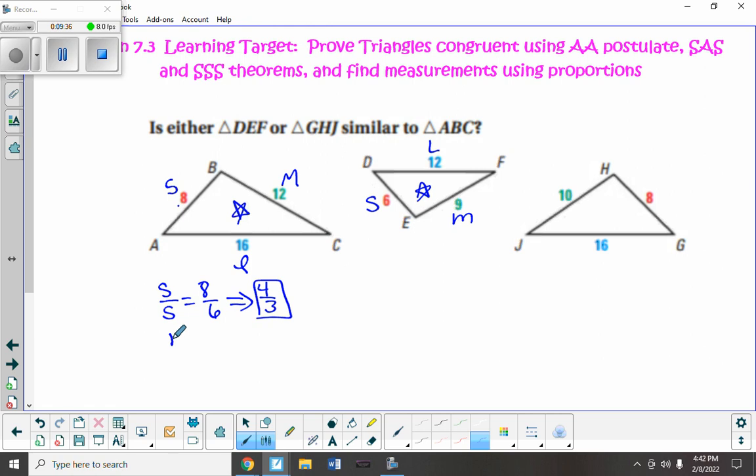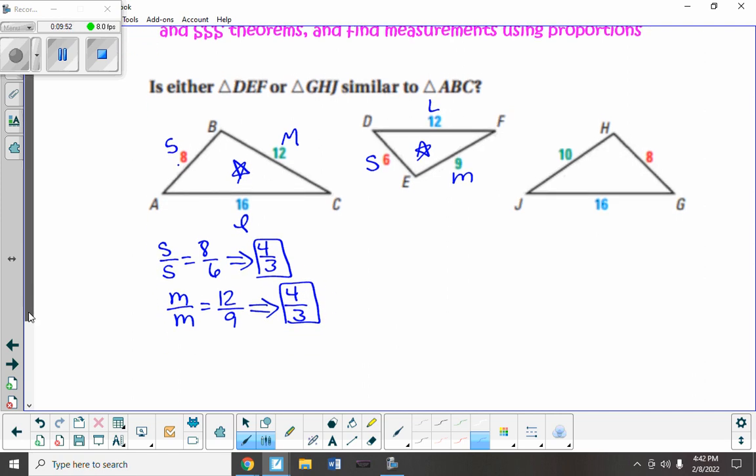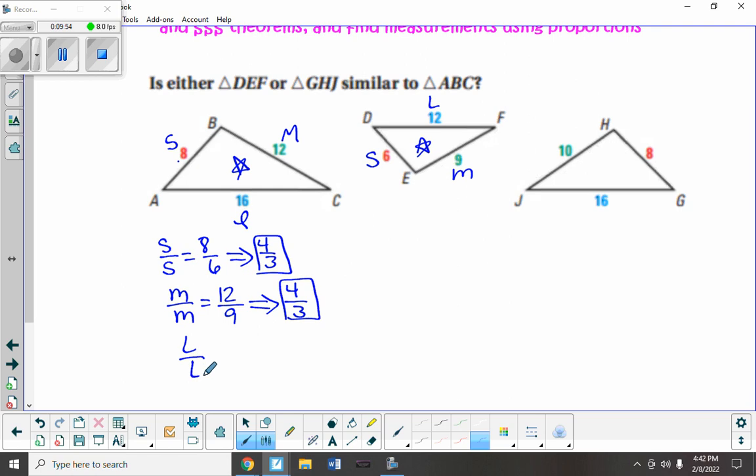So now let's compare the medium sides. So the medium length in the first one is 12. The medium in the next one is 9. Well, 3 goes into both of those. 4 times there, 3 times there. So that is also 4 to 3. And then the long length compared to the long length is 16 in the first one, 12 in the second, which is 4 to 3 also. So all three sets of sides have the same ratio, which means they are proportional.